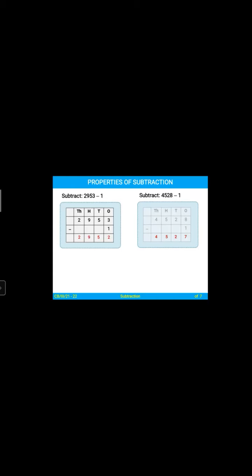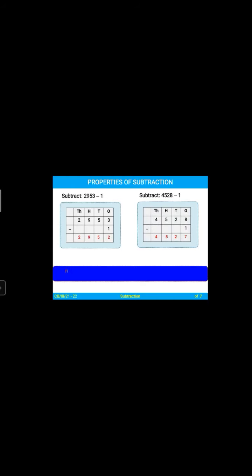Second example is also like that. So what is our third property of subtraction? When 1 is subtracted from any number, the difference is the predecessor of that number. Successor, predecessor, already we learned in chapter 1, Numbers. पहले ही हमने सीख लिया है. अगर आप भूल गए हो तो वापस से फर्स्ट चैप्टर खोल के उसको रिवाइज कर सकते हो.